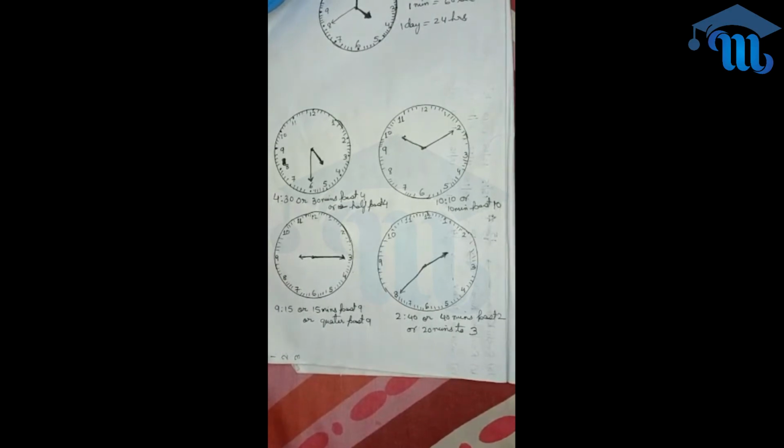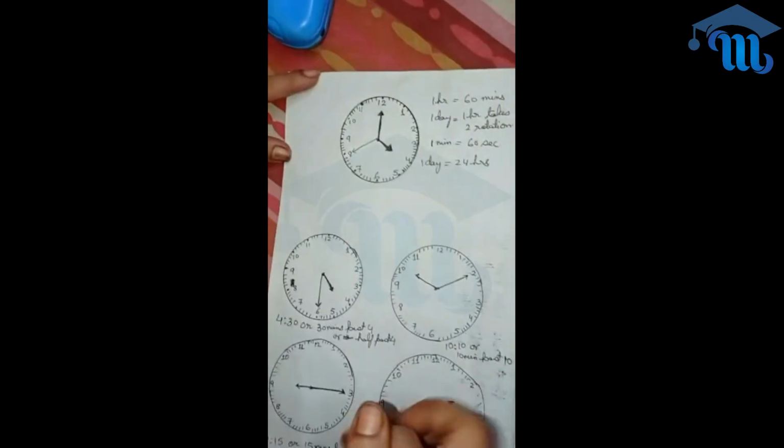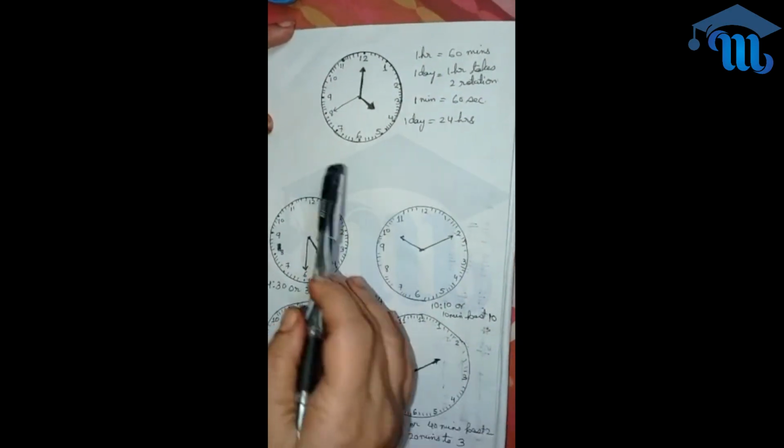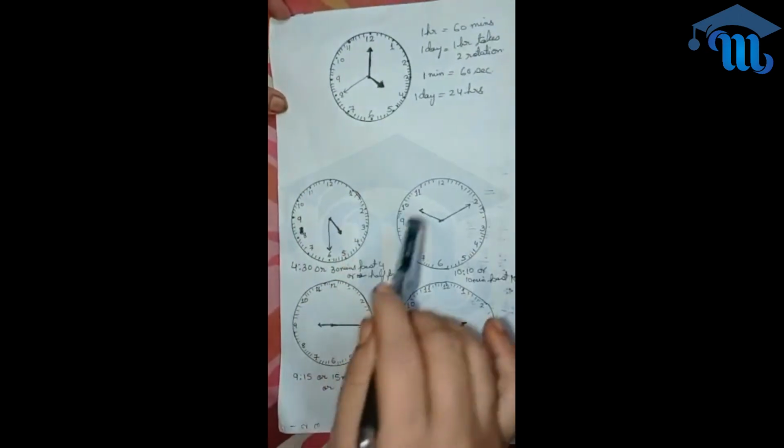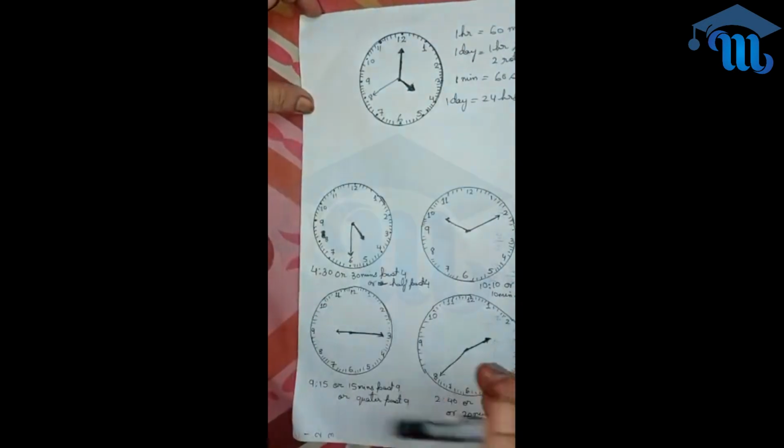Now, since our hour hand rotates twice a day, 2 times in a day, we represent the time as AM and PM.